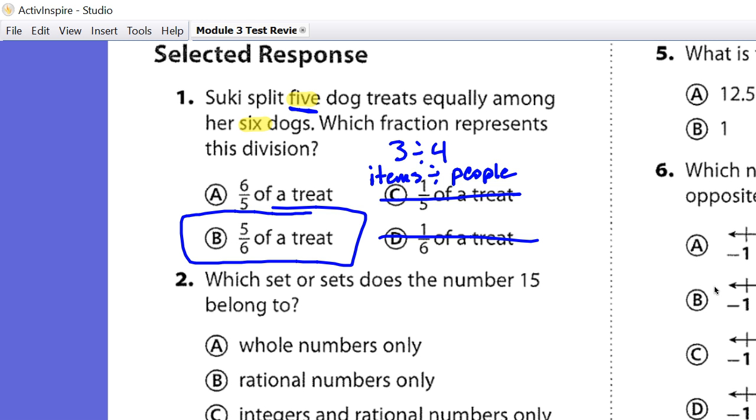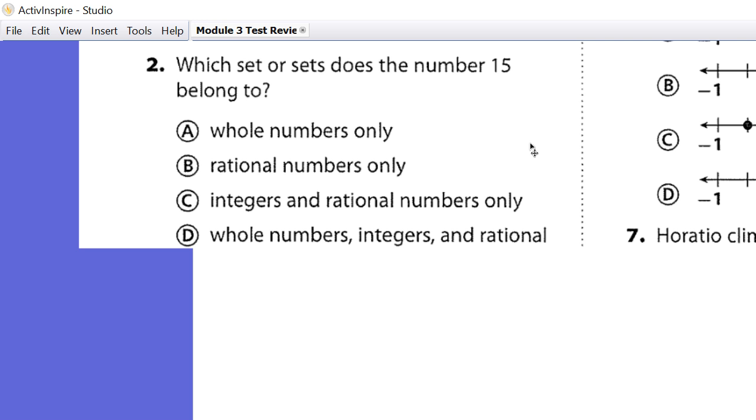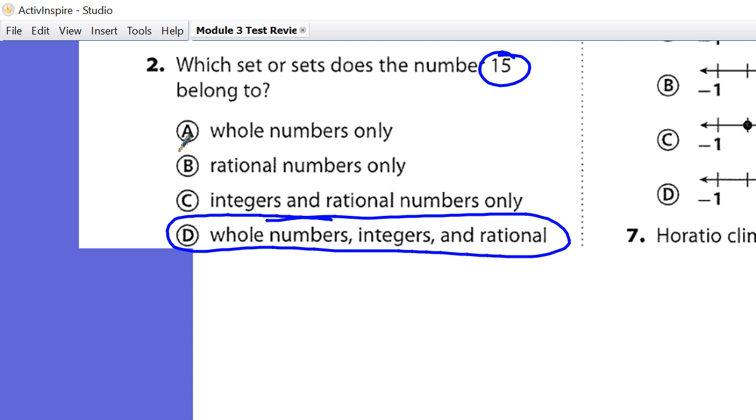Moving on to number 2. I'm going to clear this and move it up so you can see it. Which set or sets does the number 15 belong to? On the previous video, we reviewed the Venn diagram. And 15 is a whole number. Do you remember that whole number was the innermost circle? So 15 belongs as a whole number. A lot of kids want to circle A. But remember that the whole number circle is inside the integer circle. And remember that the integer circle is inside the rational number circle. So what I just told you was that the answer is D. 15 is a whole number, it is an integer, and it is a rational number.